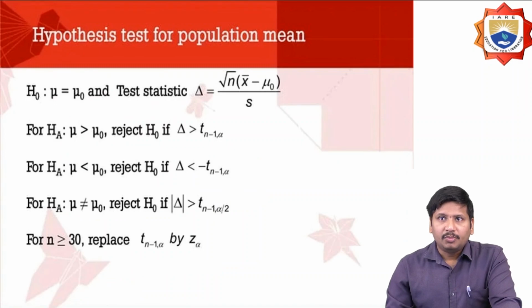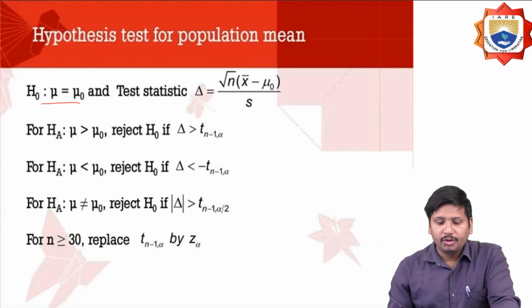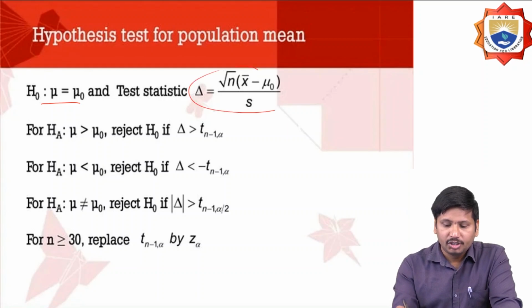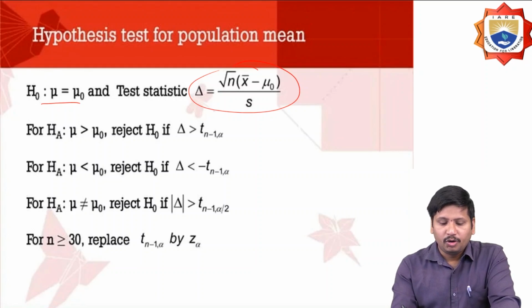So here are some of the hypothesis tests for the population mean. What are the equations you have to consider? For H naught, if mu equals mu naught, the test statistic equation should be delta equal to square root of n times x bar minus mu naught divided by sigma. Whereas for H1, if it is greater than, then we reject H naught, and we can calculate this value.